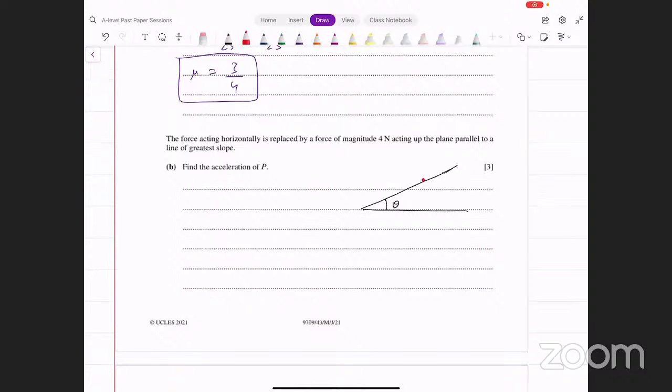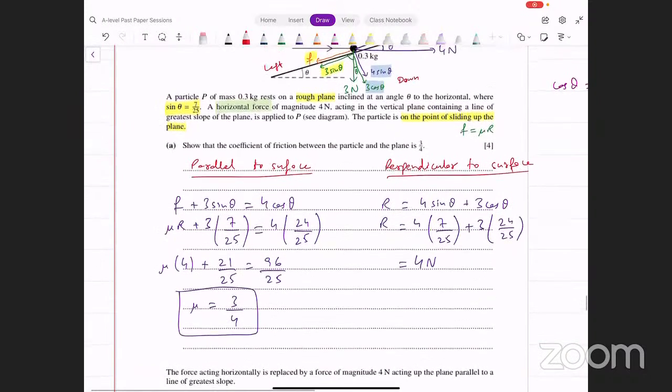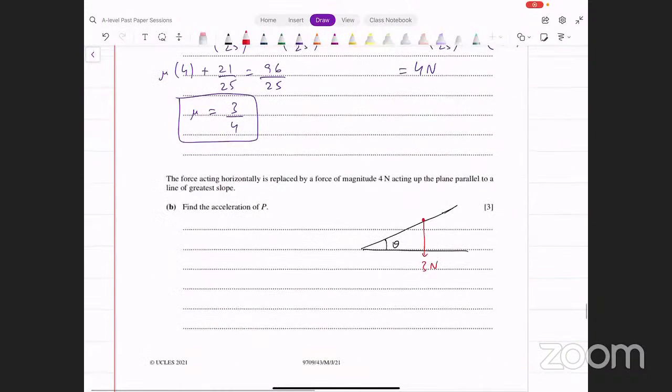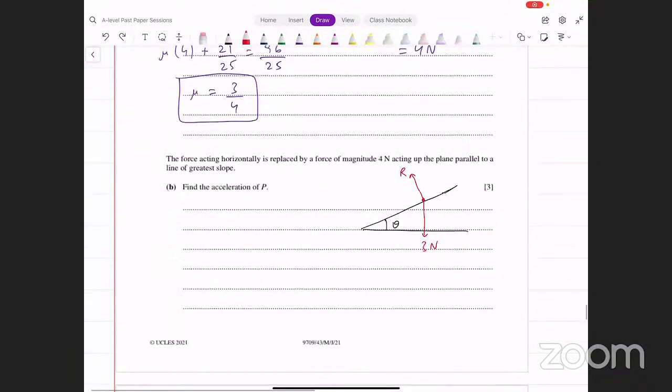Weight of the particle. We know the weight of the particle. Weight is 3 Newton. That's the weight of the particle. There's going to be a reaction force there. 4 Newton जो force पहले लग रही थी उसकी वजह से उसकी बजाय क्या हो गया? There is a force acting 4 Newton parallel to the line. Yeah, so उस 4 Newton की बजाय जो horizontal लग रही थी पहले, अब हमारे पास force इस direction के अंदर आ गई है. This is 4 Newton. अब ये force आ गई है in this direction. ठीक है? We've got to find the acceleration of P.